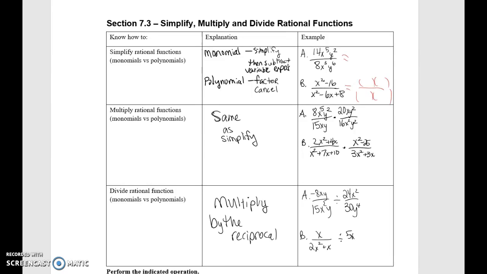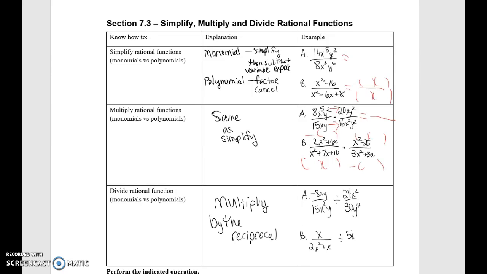For multiplying, it's the same stuff. If you want, for the monomial one, multiply so that it's one term. Multiply across first, and then you can simplify like you did above. With the polynomial ones, you want to factor everywhere. Here we could take a GCF out, difference of squares, easy trinomial, and another GCF. Cross out any like factors and write your final answer.